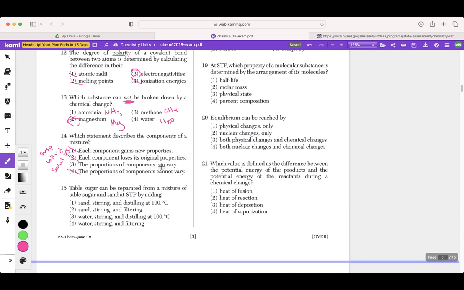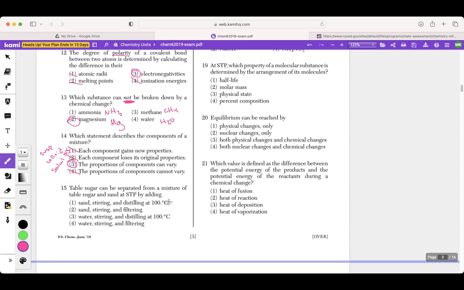The proportions of the components can vary. So if I think about salt water, I can add a lot of salt to make really salty water, or I could put a pinch in there where I barely taste it, but they're both going to be considered a mixture. For choice 15, table sugar can be separated from a mixture of table sugar and sand at STP by adding blank.